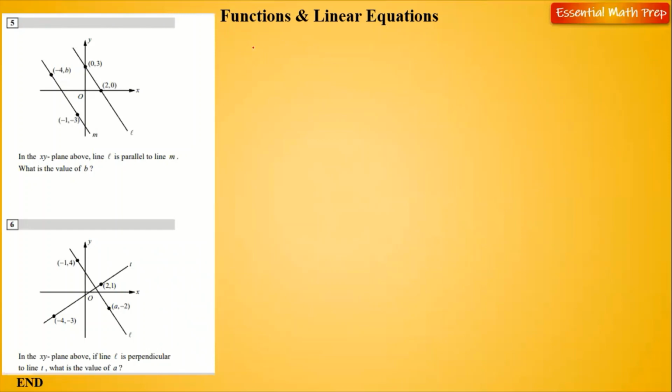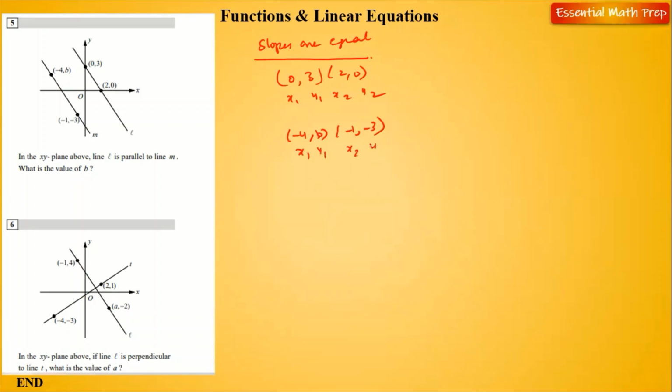We know in parallel lines, slopes are equal, right? So let's take the two ordered pairs. We have 0, 3 and 2, 0. So this is x1, y1, x2, y2. And the other ordered pair is -4, b and -1, -3. So this is x1, y1, x2, y2.